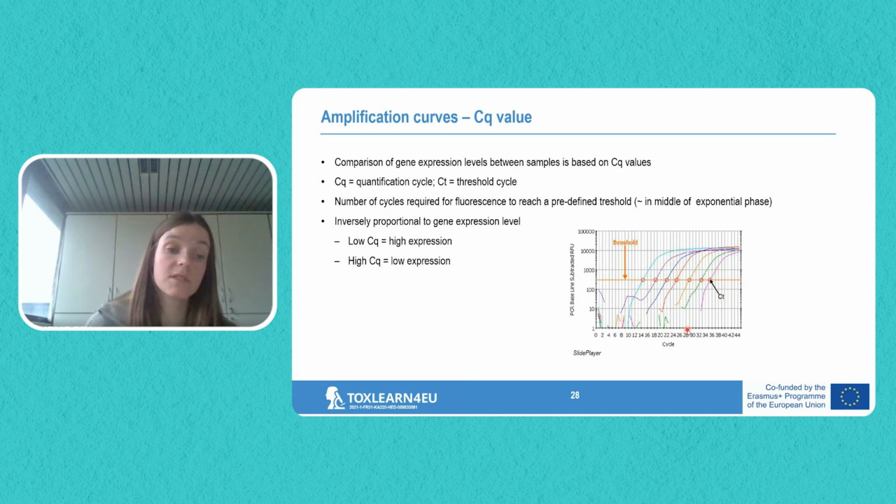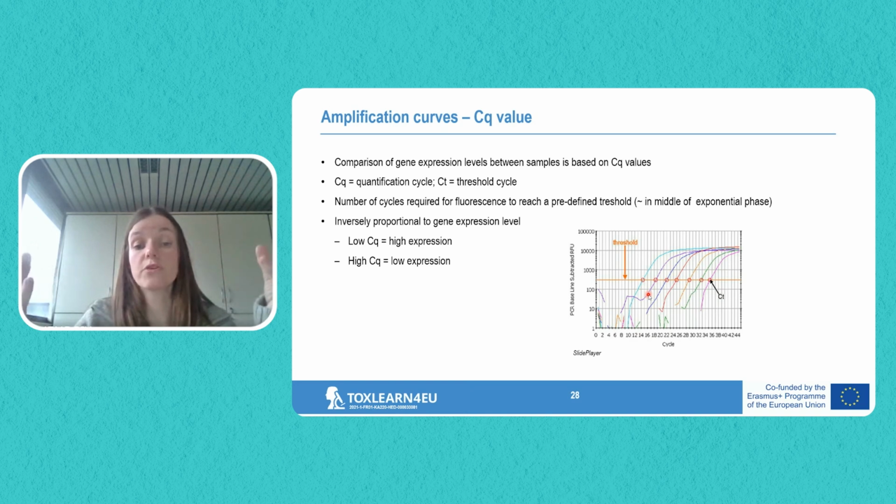And this is inversely proportional to the gene expression level in that sample. So when a sample has a low CQ value, this means that the gene is highly expressed, whereas a high CQ value will indicate a low expression of the gene. The reason is that when a gene is already highly expressed in a certain sample, you will need fewer cycles to reach a certain amount of product, which corresponds to a certain fluorescence.